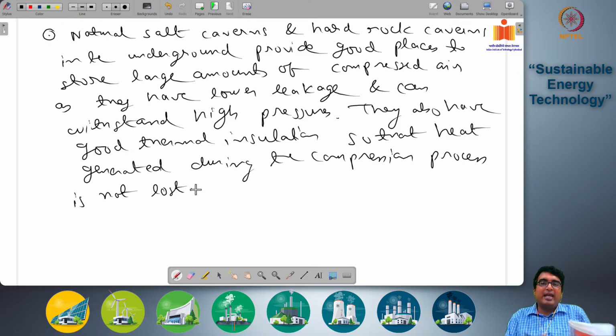So natural salt caverns and hard rock caverns in the underground are good places to store large amounts of compressed air because the space is large. They also have lower leakage problems and can withstand the high pressures associated with the compressed air systems. They also have good thermal insulation because the rocks are not very conducting. So the heat generated during the compression process, so usually compressed air comes out hot because a lot of heat is also generated during the compression stage. So that heat is not lost and that heat can be reused in the combustor system to help in the energy efficiency.